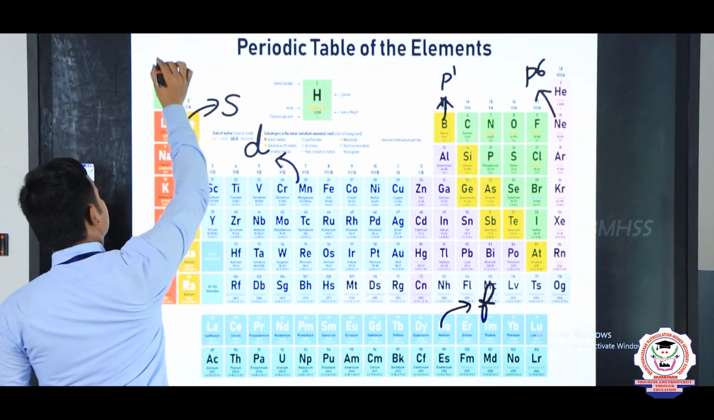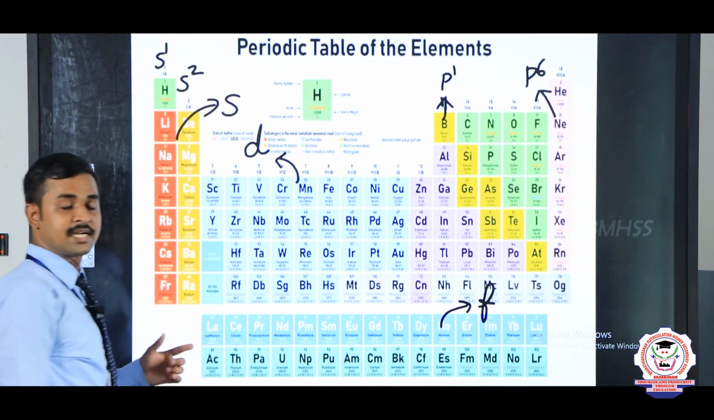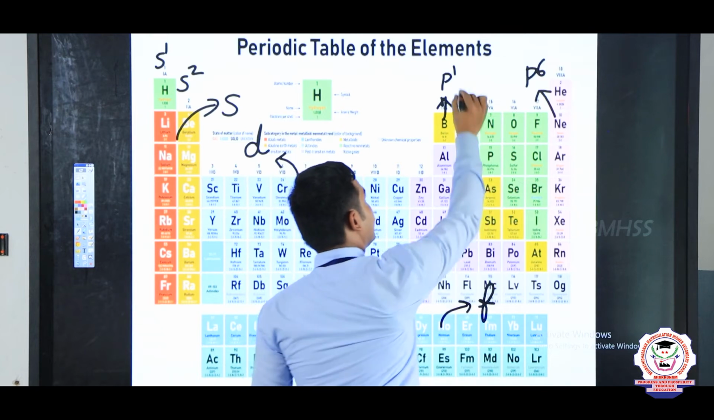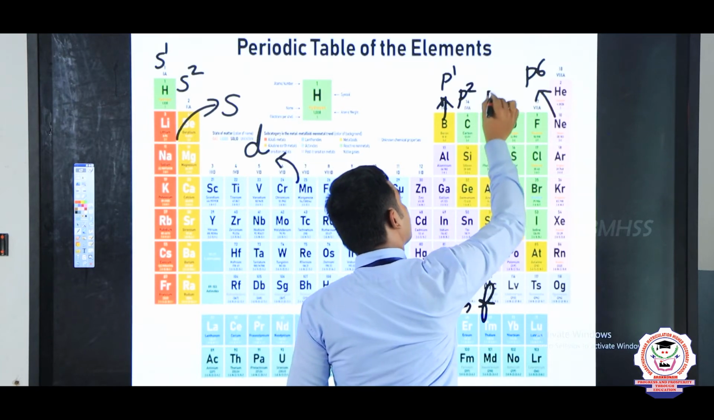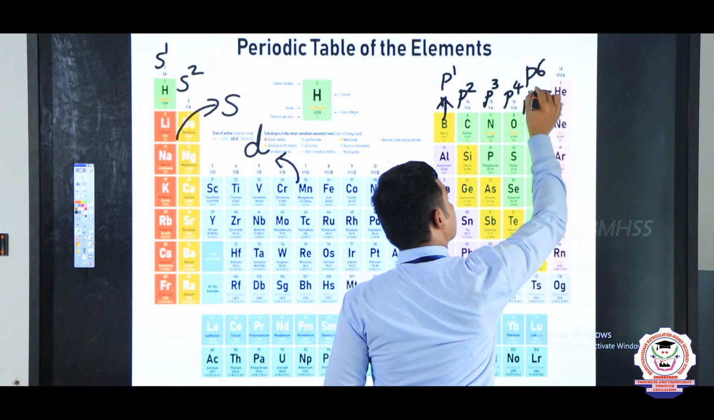So, the s block contains s1 and s2, so it contains only 2 groups, whereas the p block has p1, p2, p3, p4, p5 and p6.